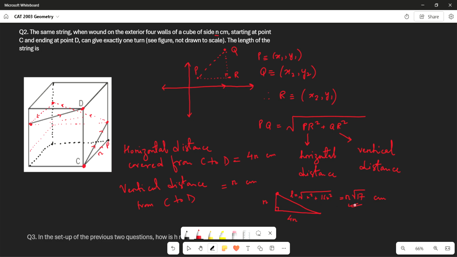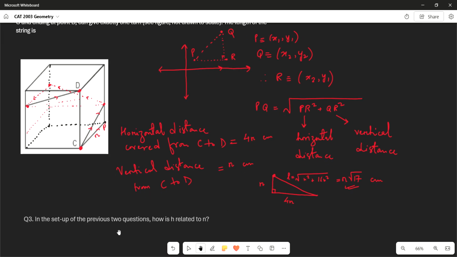Okay, this one I won't say it's an easy question. This is a moderate to difficult question, the question number 2. I hope my explanation made it easier for you guys to understand question number 2. Now let's try the third question. In the setup of the previous two questions, how is h related to n?